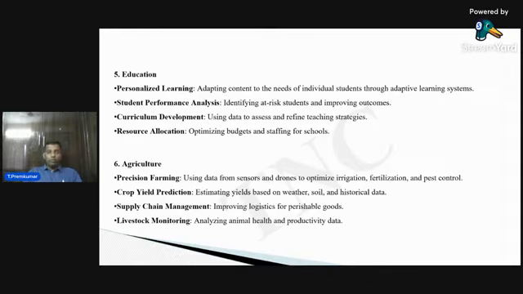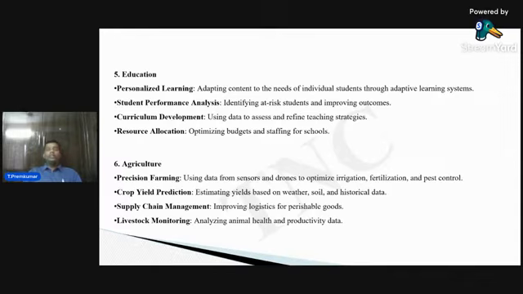When you go for resource allocation, here we're going to optimize the budgets and the staffing for the schools. So the number of staff and the students who are going to be involved in this. For that, we are going to optimize the budget and the staffing for the schools, which comes under the resource allocation.